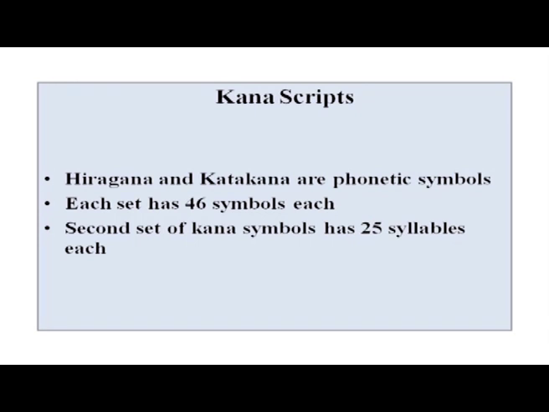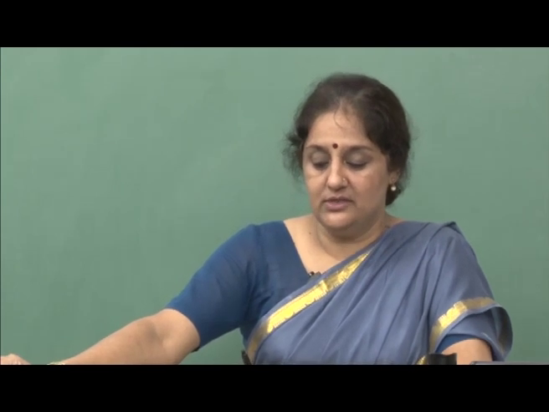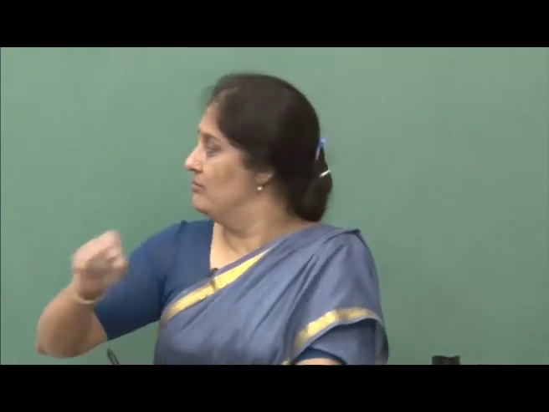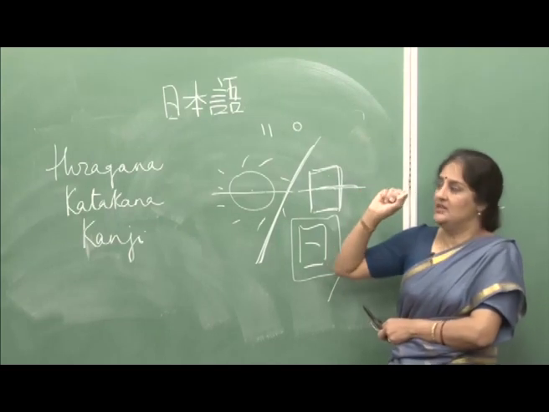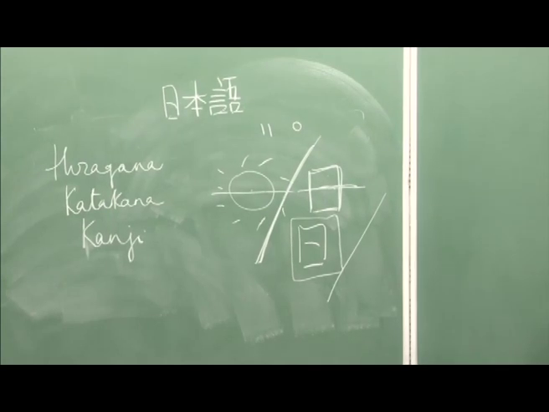The kana scripts are phonetic scripts. They are phonetic symbols. Whatever you say, you write. Hiragana has 46 basic symbols and so has katakana, also 46 basic symbols. Now, there is a second set of both the scripts. The second set has 25 characters each. And the interesting part is that the second set is made from the first set by using just two symbols like this and this. These two symbols are used in the first set and another set of 25 symbols is made.